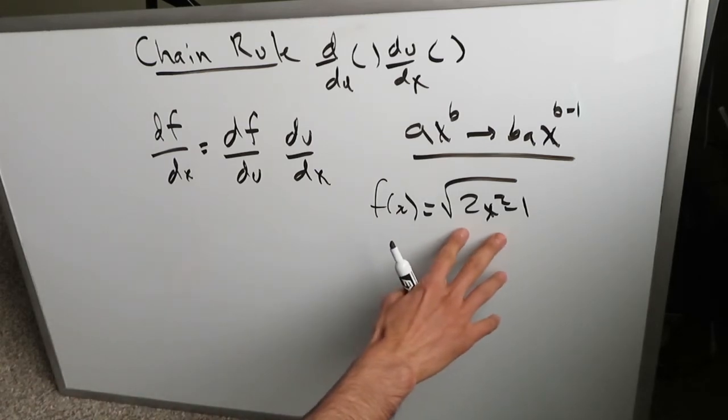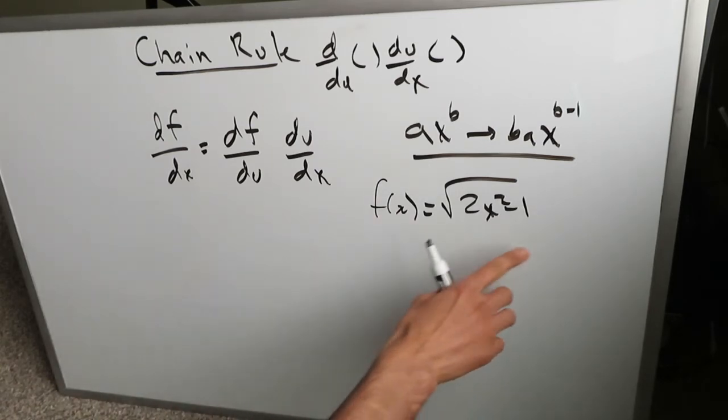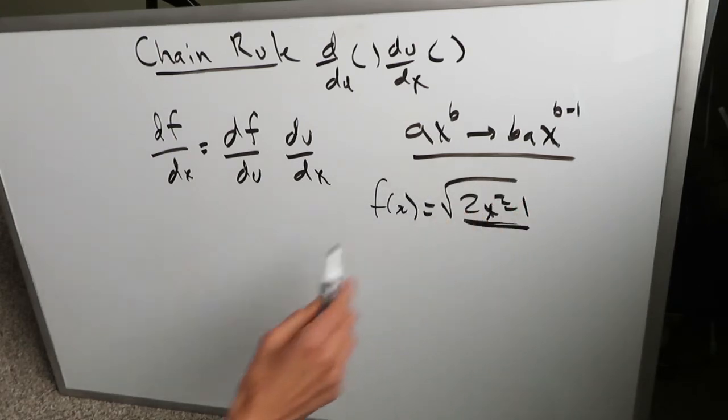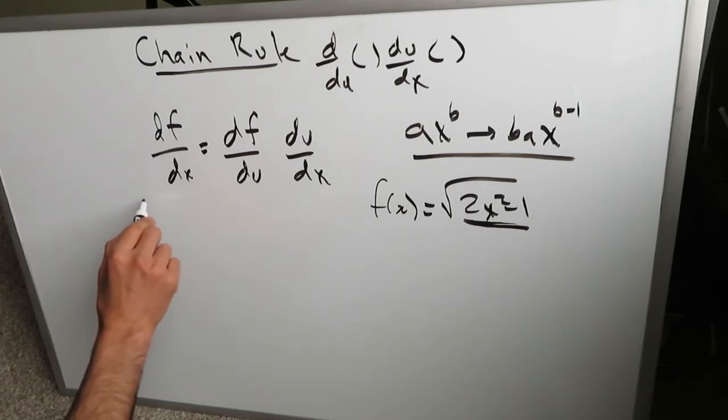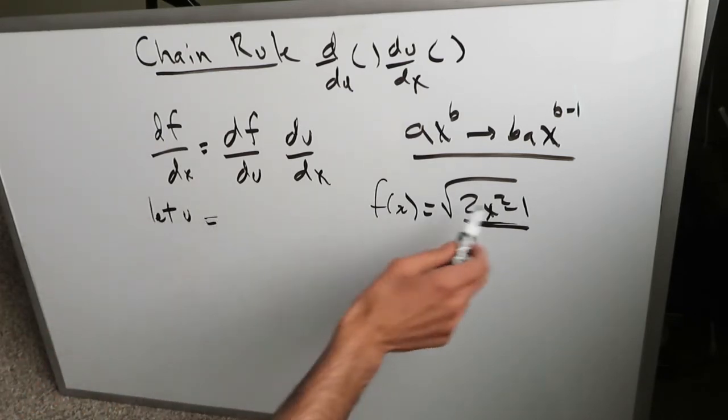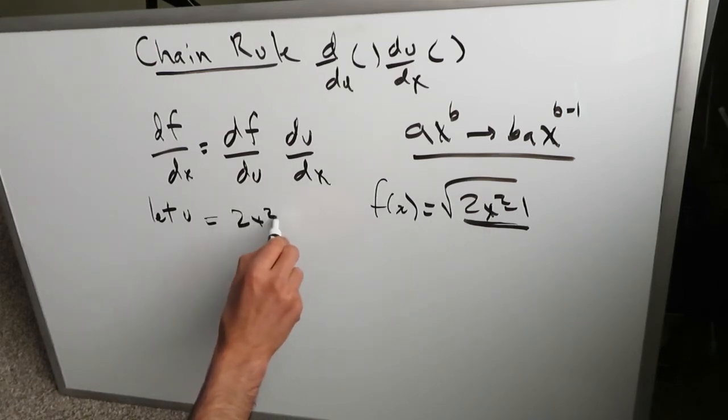Think of this as two composite functions. As I split it before, this right here is your one function, and then the radical serves as your other one. So you have to make a substitution, and this is the substitution you want to make. Let u, the letter u or any variable, equal what you see inside, 2x squared minus 1.